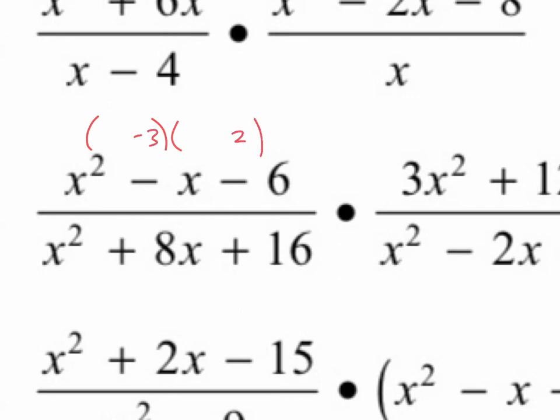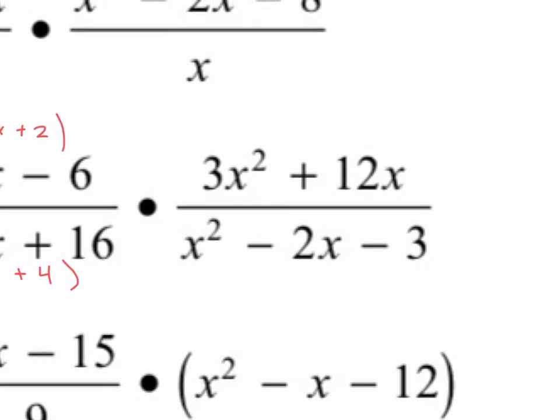Negative 3 and positive 2. Perfect. What about the bottom here? What are two factors of 16 that add to positive 8? Positive 4 and positive 4.